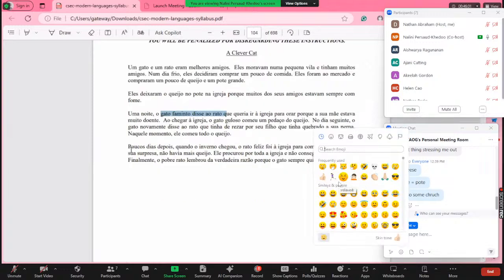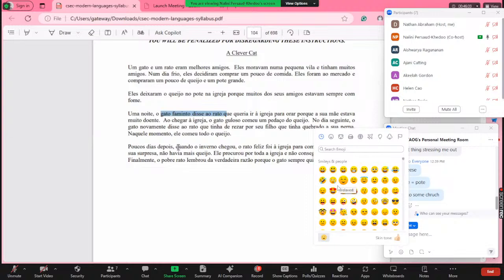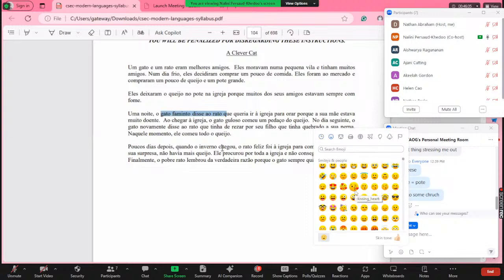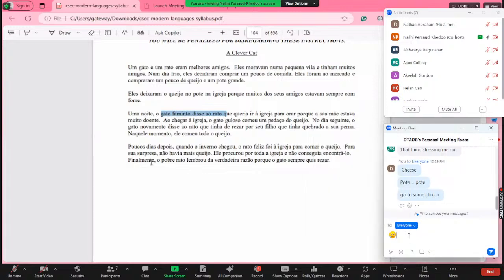"Poucos dias depois, quando o inverno chegou, o rato feliz foi à igreja para comer o queijo. Para sua surpresa, não havia mais queijo. Ele procurou por toda a igreja e não conseguia encontrá-lo. Finalmente, o pobre rato lembrou de verdadeira razão porque o gato sempre quis rezar."